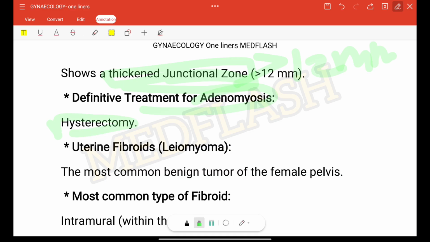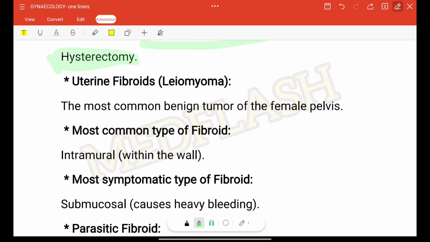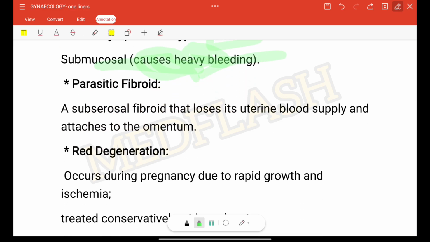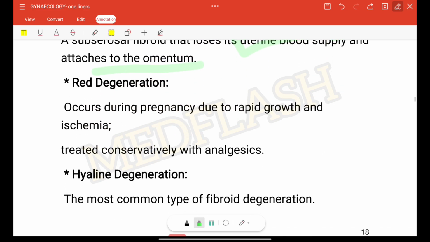Uterine fibroids: the most common benign tumor of the female pelvis. Most common type of fibroid is intramural. Most symptomatic type of fibroid is submucosal, which causes heavy bleeding. Parasitic fibroid: a subserosal fibroid that loses its uterine blood supply and attaches to the omentum. Red degeneration occurs during pregnancy due to rapid growth and ischemia, treated conservatively with analgesics.